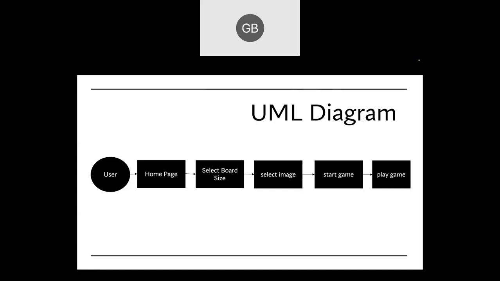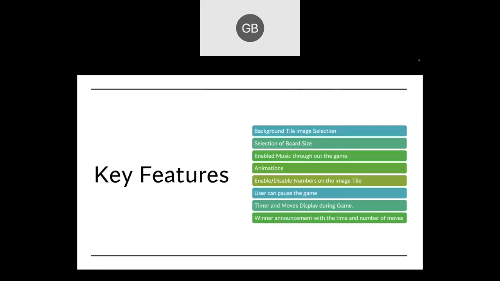Once he clicks on start game, the real game is displayed, and we have configured some music and also some advanced CSS features for the animations. Once the user is ready, he can start playing the game. As I explained, the key features include background tile image selection and selection of board size, which we have now discussed in depth.